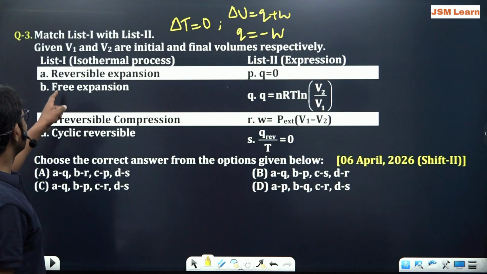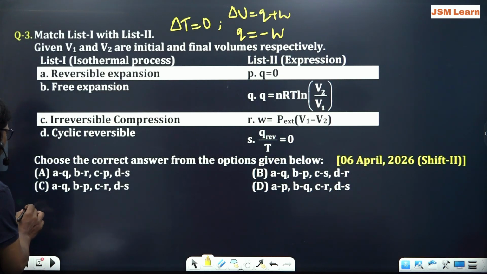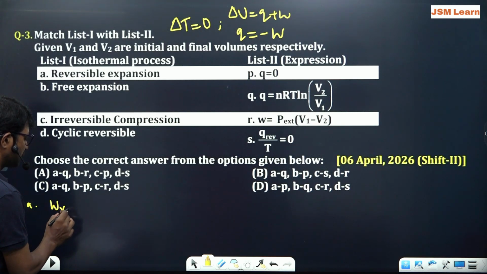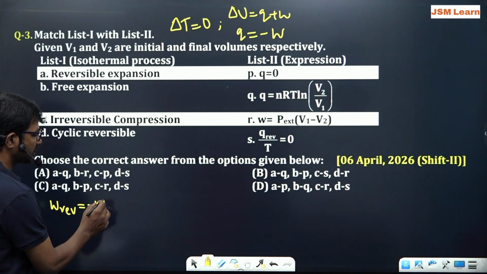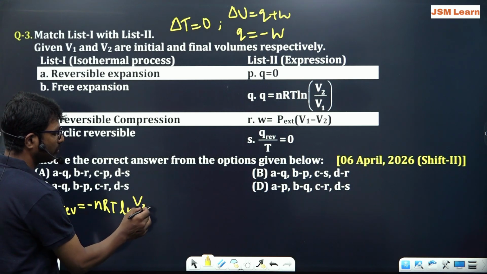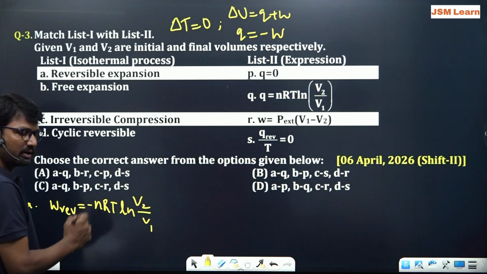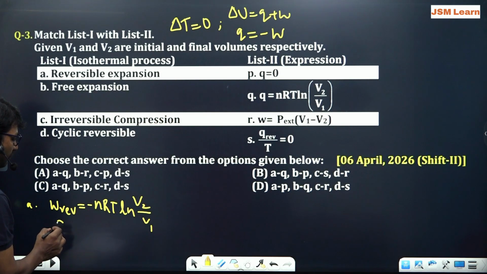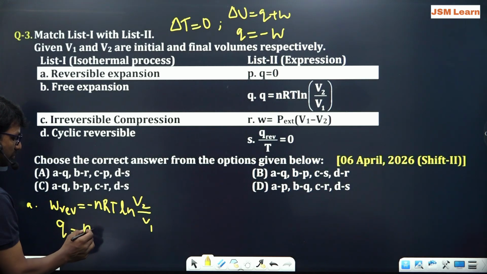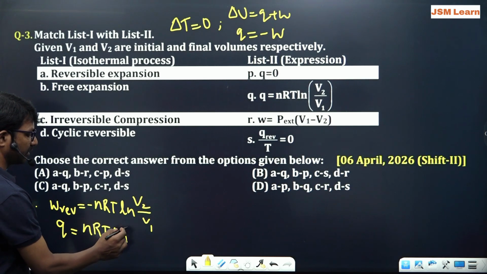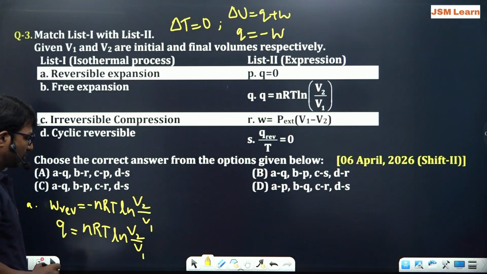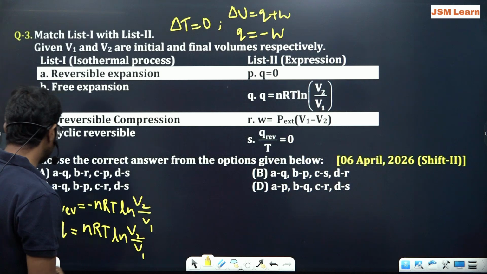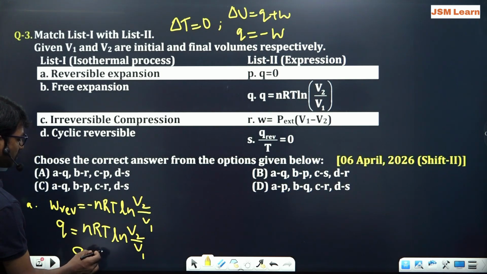Now let us come to the first one, reversible expansion. For reversible expansion, work done we can write as W equals minus nRT ln V2 upon V1, or V final upon V initial. So here you can see Q is equal to minus W. That means we can write the Q expression as nRT ln V2 upon V1. So here it is matching with Q. Q is equal to nRT ln V2 upon V1. That means A is matching with Q.